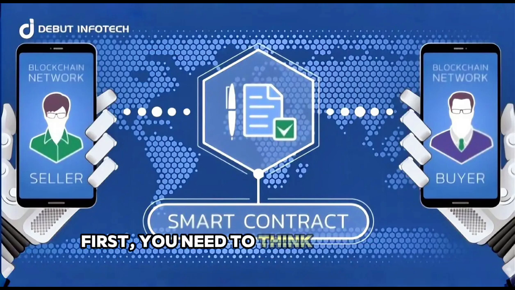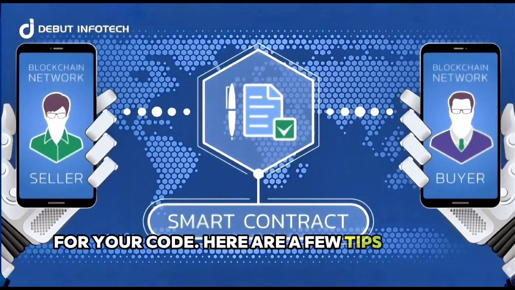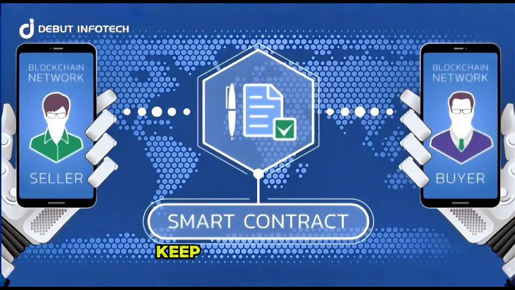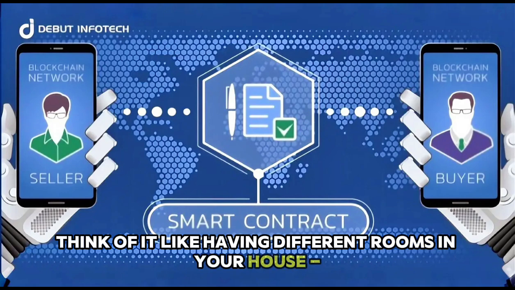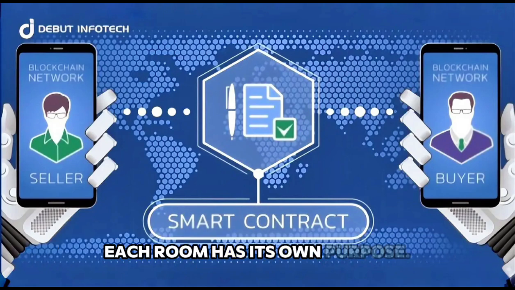First, you need to think about your architecture. It's like having a well-organized blueprint for your code. Here are a few tips to keep in mind. Keep things separate. Do not mix up your business logic with your data access or user interface. Think of it like having different rooms in your house. Each room has its own purpose.